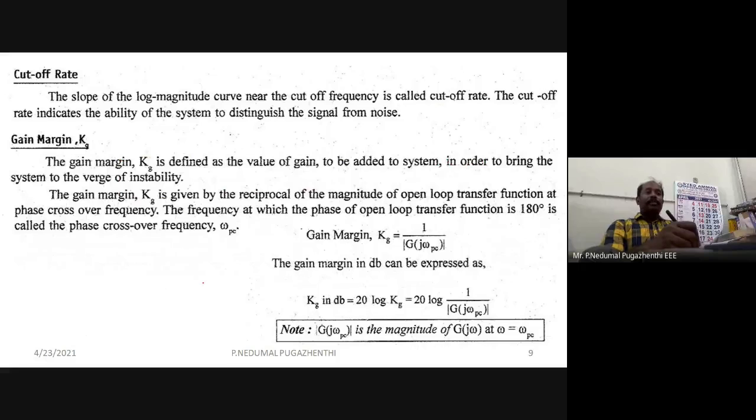Then comes your cutoff rate. In the previous slide itself, we said what is cutoff rate or cutoff frequency. This is the slope of the log magnitude curve near the cutoff frequency, which is called the cutoff rate. It indicates the ability of the system to distinguish the signal from the noise. Which is noise and which is the actual signal can be distinguished from the cutoff rate. This is a very important characteristic in designing filters, bandwidth and cutoff frequencies. If you know the cutoff frequency, then you can choose or design a filter based on it. So it's a very important frequency domain specification.